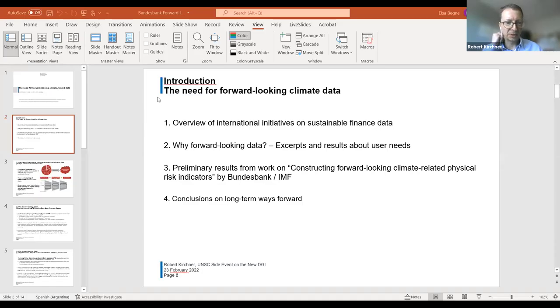Maybe I can turn to the third presenter now, Robert Kirchner, who is Deputy Director General of Statistics for Deutsche Bundesbank. Robert, the floor is yours. Thanks a lot. I would be very happy if the slides are shared. So thanks a lot for doing that.